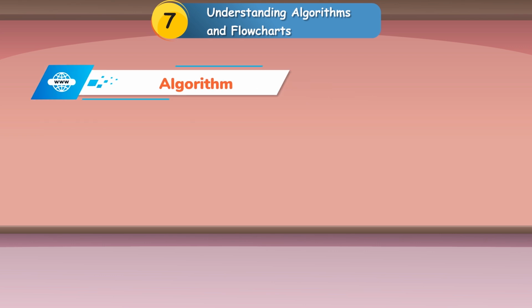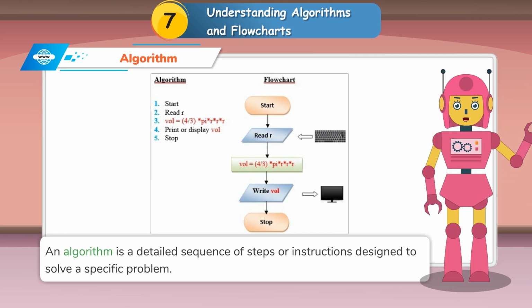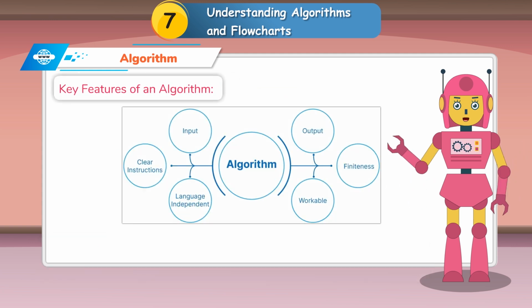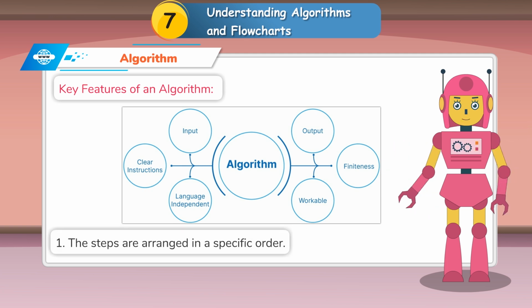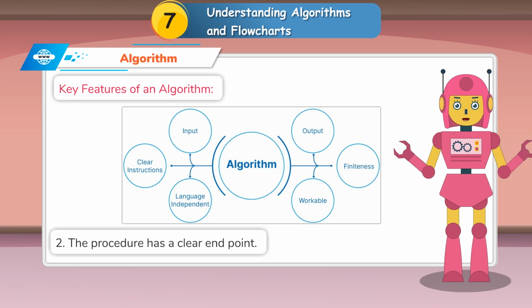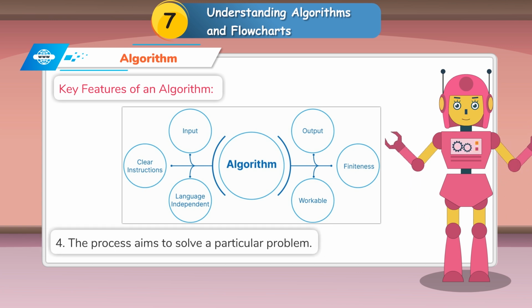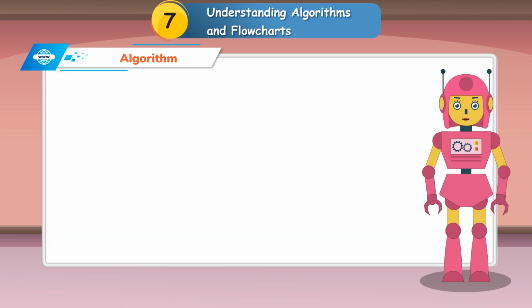Algorithm. An algorithm is a detailed sequence of steps or instructions designed to solve a specific problem. Key features of an algorithm: 1. The steps are arranged in a specific order. 2. The procedure has a clear endpoint. 3. Each step specifies a particular action. 4. The process aims to solve a particular problem.